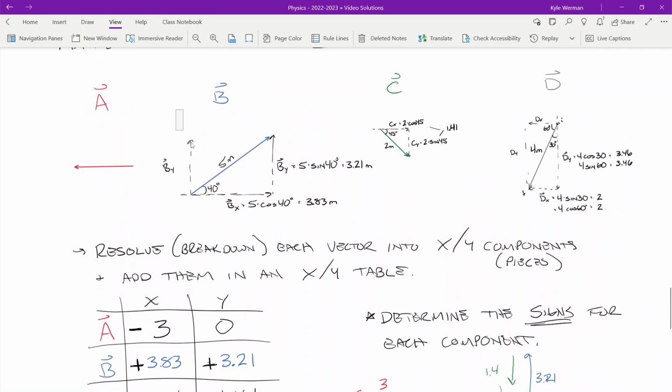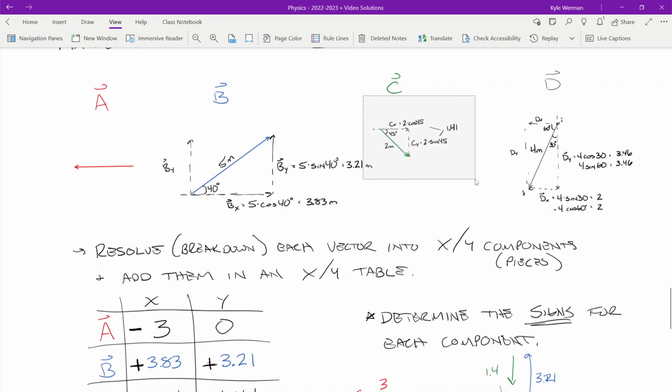Just like with a launch velocity that was 40 degrees like this, a displacement, a distance, can be broken down the same way. I can use the same trig. 5 cosine 40 would give me how long the x piece is, and 5 sine 40 would give me the y piece, and I can put those values into this table.